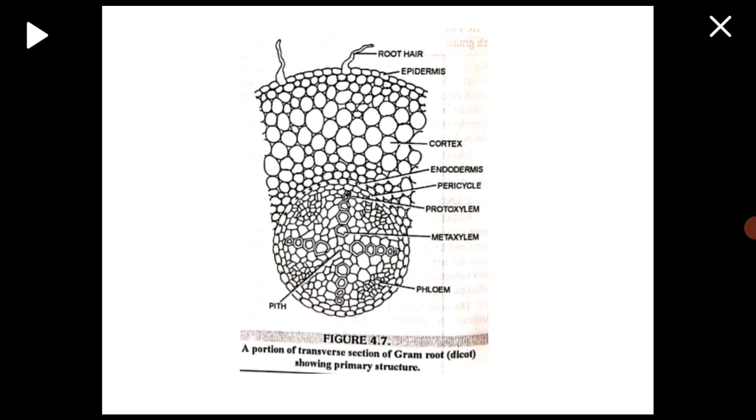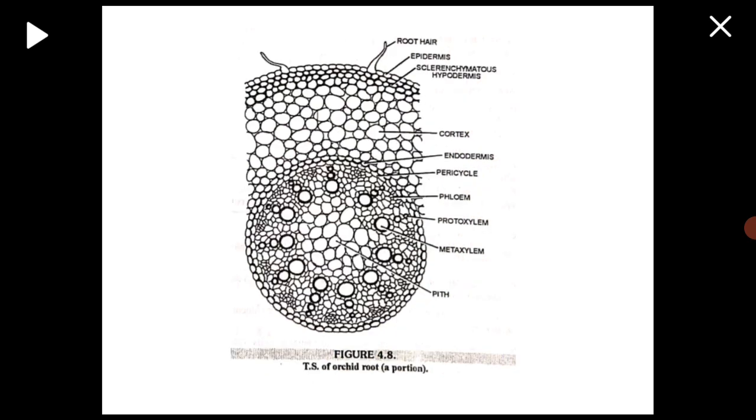Pith. The central part of the root is occupied by pith. It is very small or absent in dicots, whereas prominent and large in monocot roots. It is made up of thin-walled, living parenchymatous tissue with intercellular spaces.